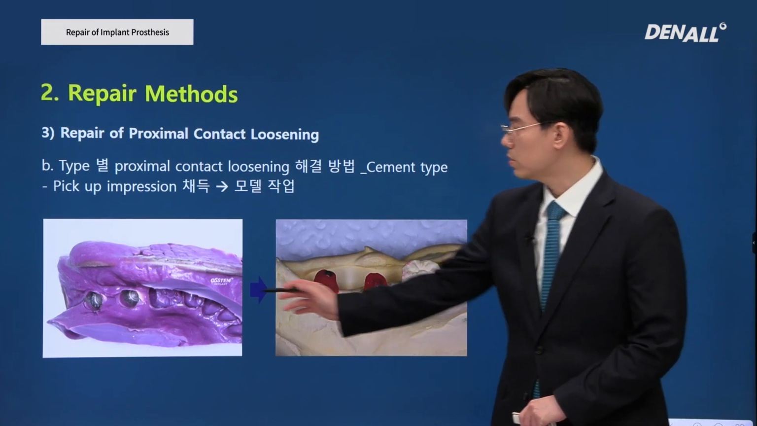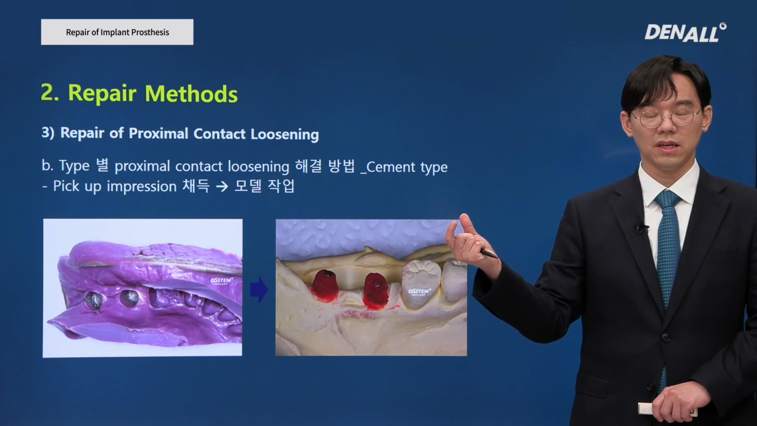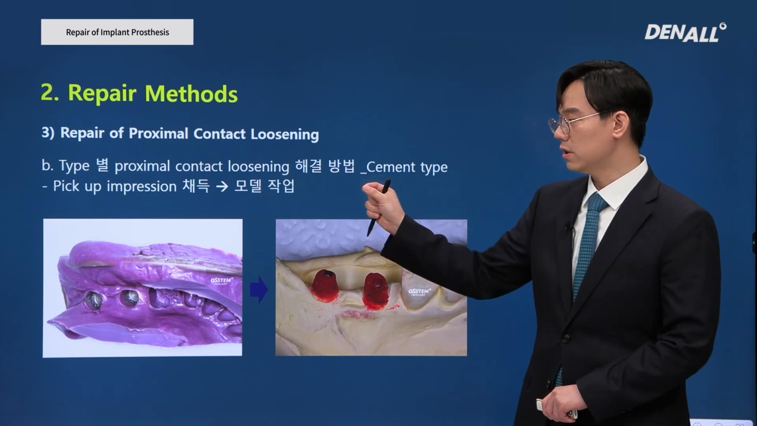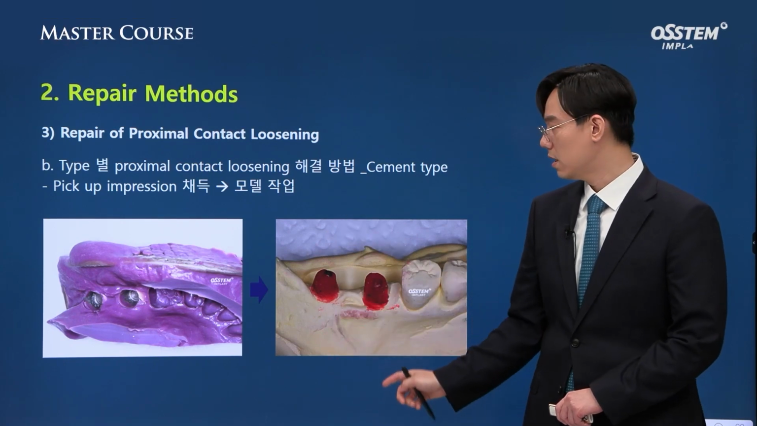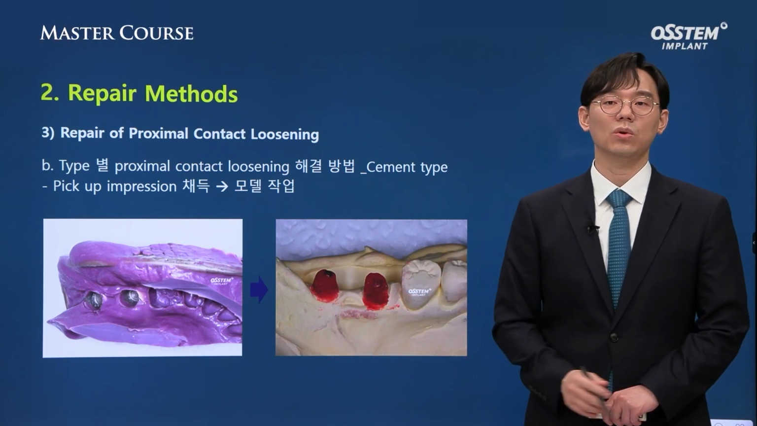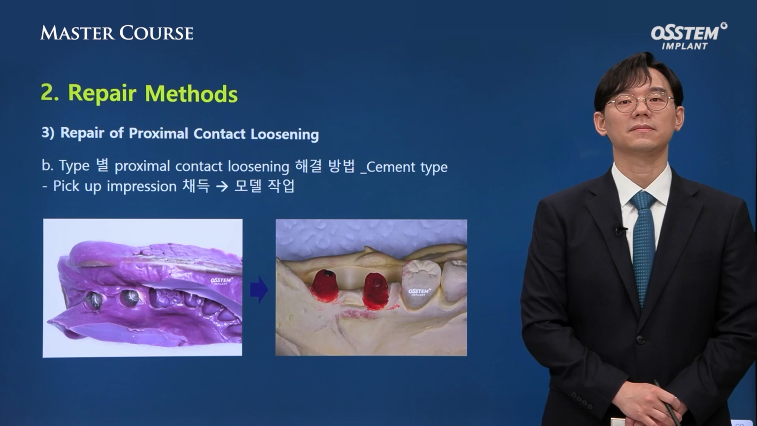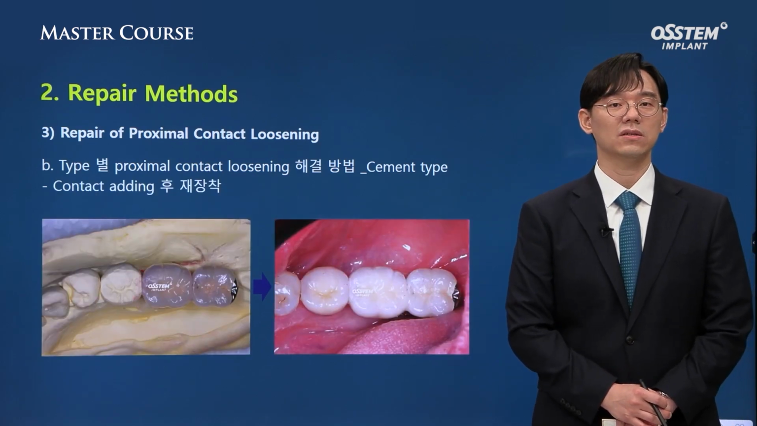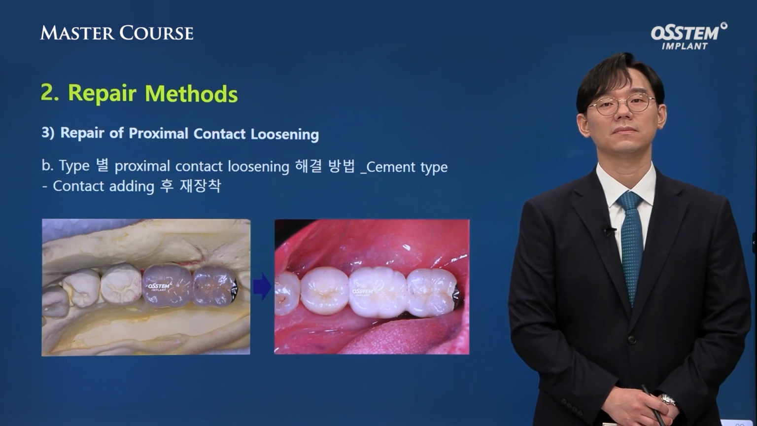If you pour stone within the prosthesis, the abutment type of stone can fracture and it is very difficult to retrieve the prosthesis, so you need to use pattern resin that is stored with a pin. Contact adding is performed at the lab and you do a try-in in the oral cavity.